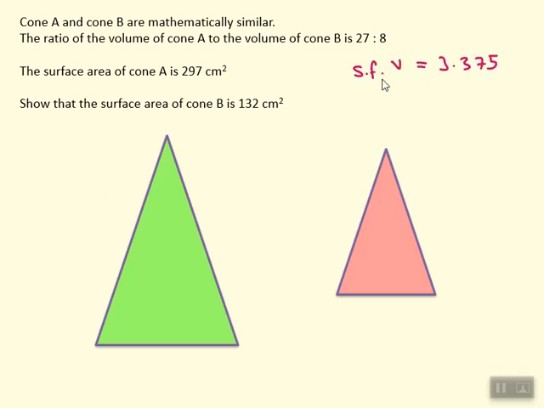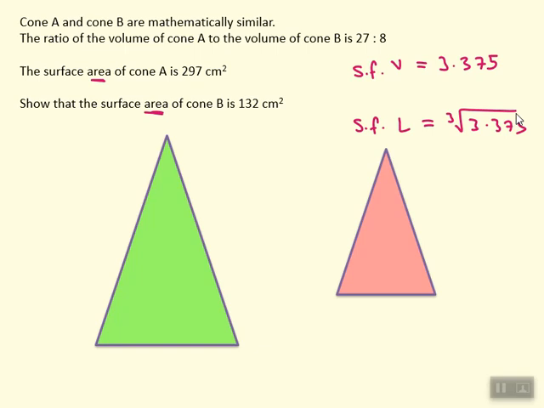Okay, so the scale factor for the volume is 3.375, but we're looking at area, so we need to find the scale factor for the area. So we need to work backwards. First of all, we're going to find the length scale factor. And remember, if we know the volume one, we've got to cube root it to get that one. So the cube root of that, please be a nice number.